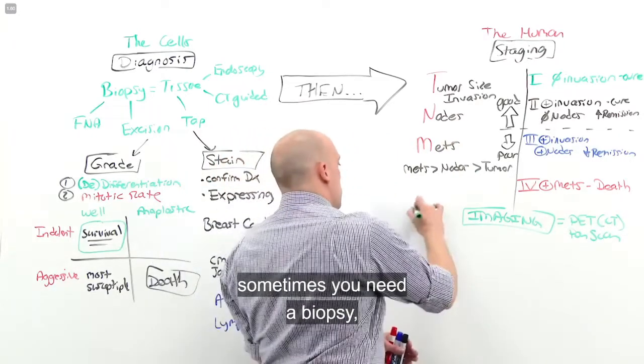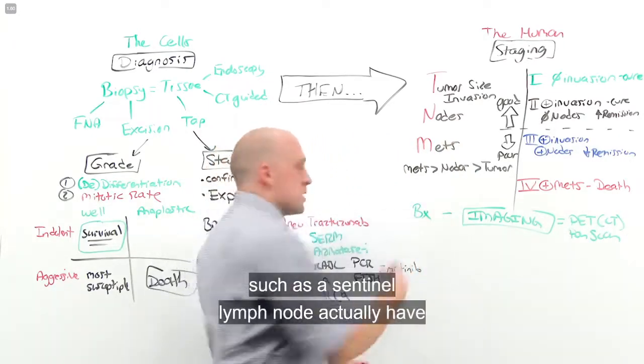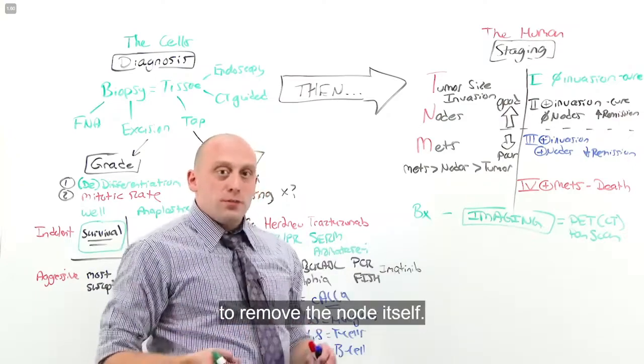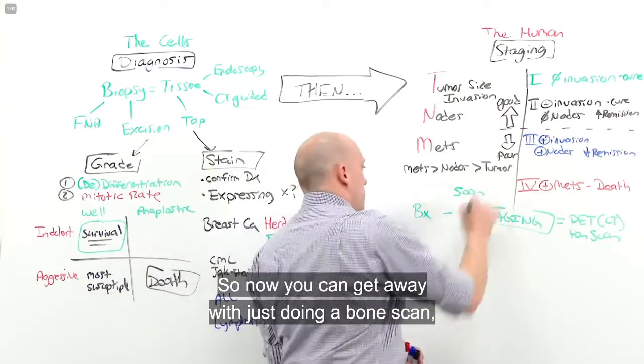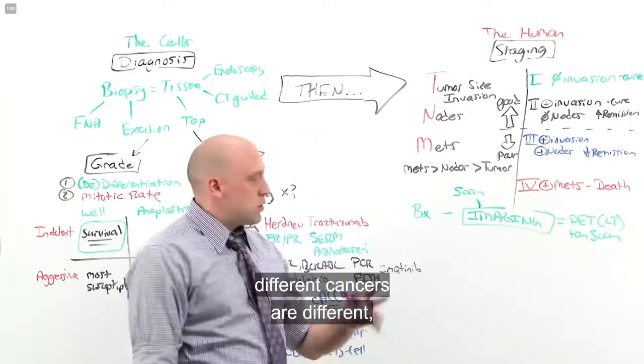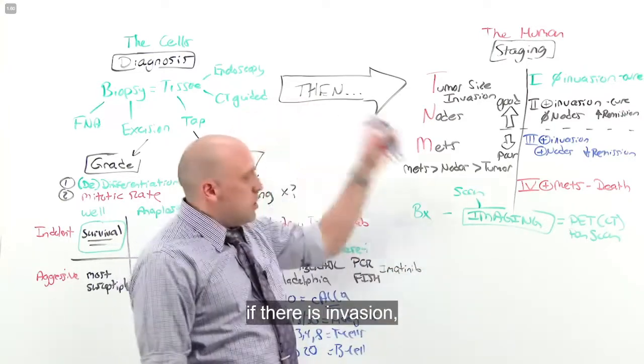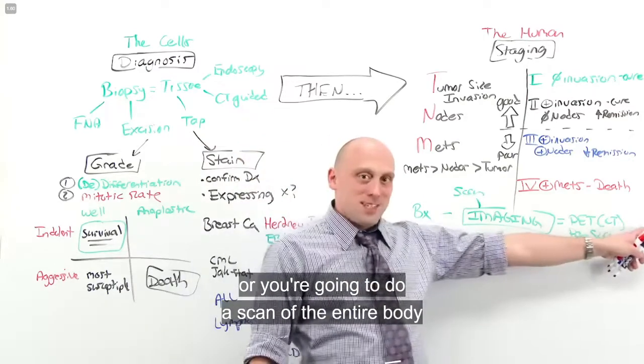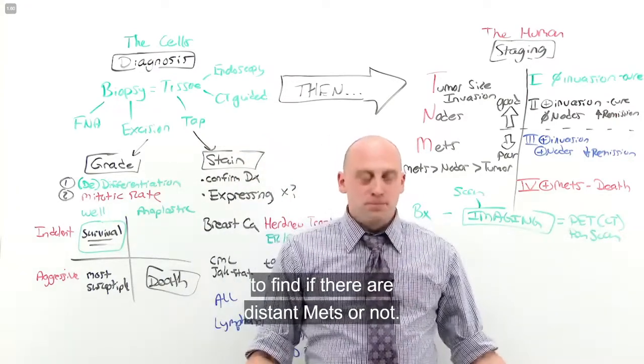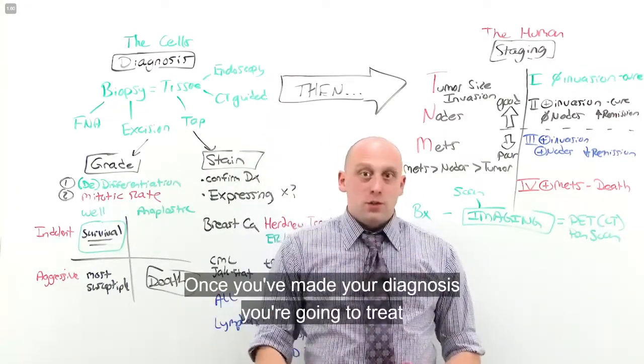Sometimes you need a biopsy, such as a sentinel lymph node. Actually, you have to remove the node itself. Sometimes you can get away with just doing a bone scan. Different cancers are different, but in general, imaging, once you've made the diagnosis, if there is invasion, you're either going to go to the sentinel lymph nodes or you're going to do a scan of the entire body to find if there are distant mets or not. Once you've made your diagnosis, you're going to treat.